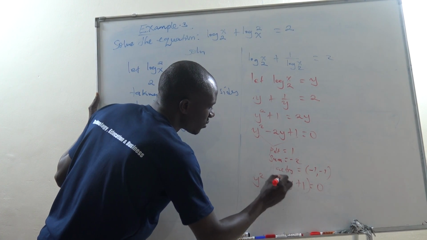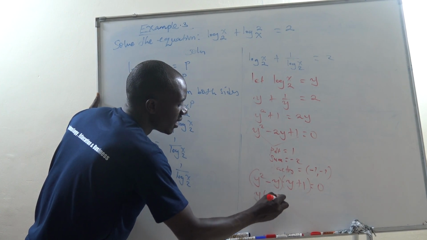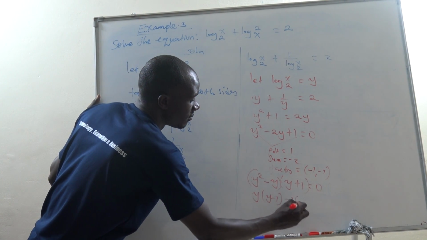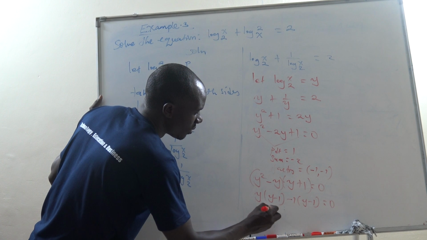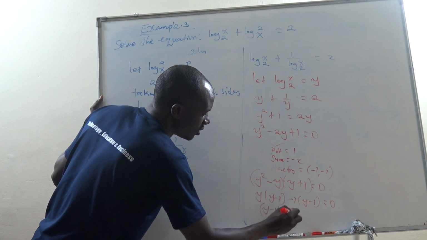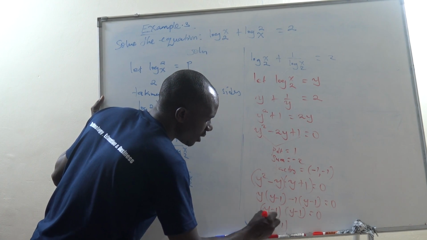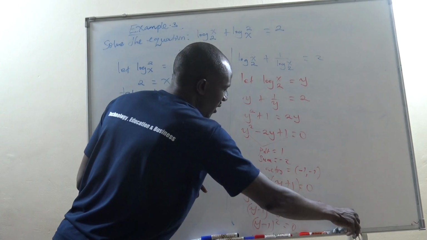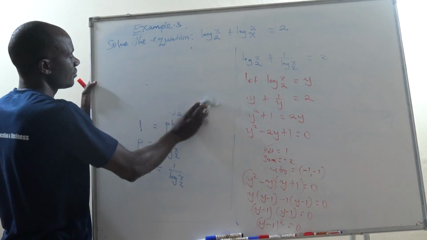Then we try to factorize. What is common here is y into y minus 1. And again, what is common there is a negative 1 into y minus 1 equals 0. So I've got y minus 1 again into y minus 1 equals 0, which is written as y minus 1 squared equals 0, which represents a perfect square, as we shall be looking at later.